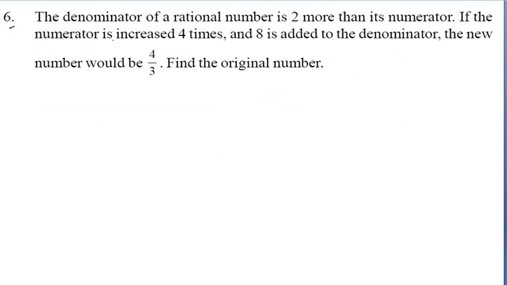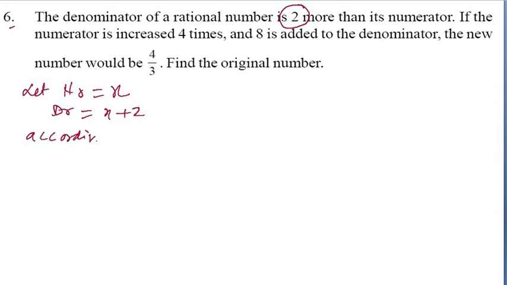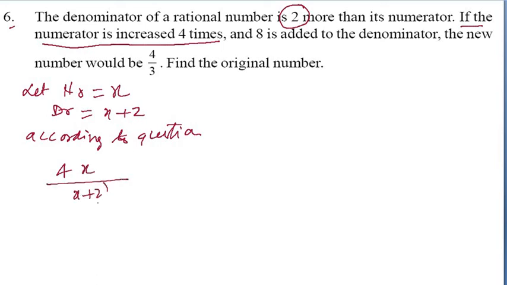Now come to the sixth question. The denominator of a rational number is 2 more than the numerator. So let the numerator be equal to x, then the denominator will be equal to x plus 2. You can see here that is 2 more than. If the numerator is increased 4 times, so 4 into the numerator, that is x, and the denominator, that is x plus 2, and 8 is added to the denominator. So we can add 8.